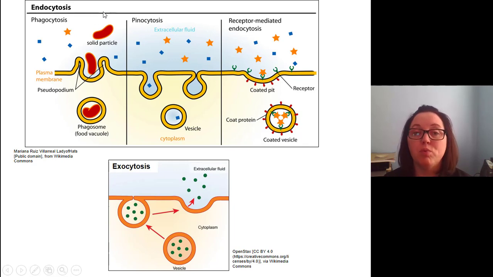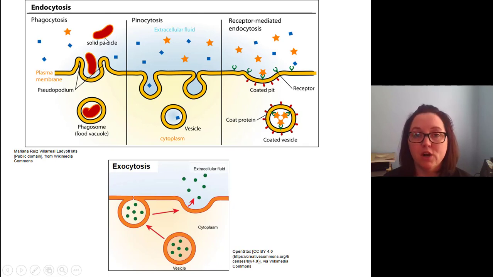In both cases, we're bringing substances into the cell. The substance gets wrapped around by the cell membrane, and then one side of the cell membrane meets the other side of the cell membrane, and it pinches off and it becomes a vesicle inside the cell. So the mechanisms of phagocytosis and pinocytosis are the same. These 2 are different in terms of what is actually coming into the cell.